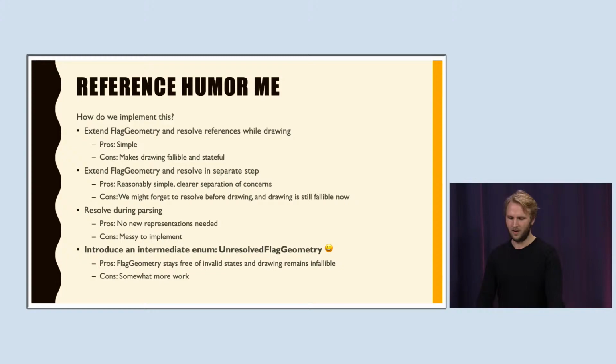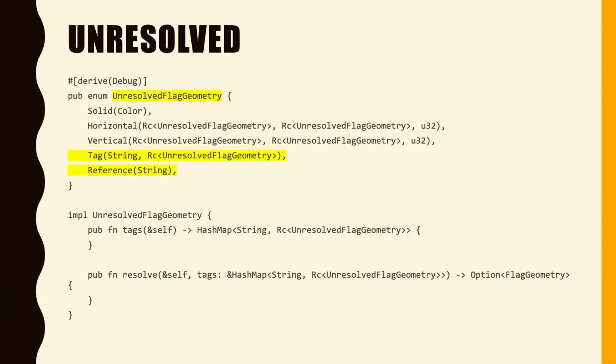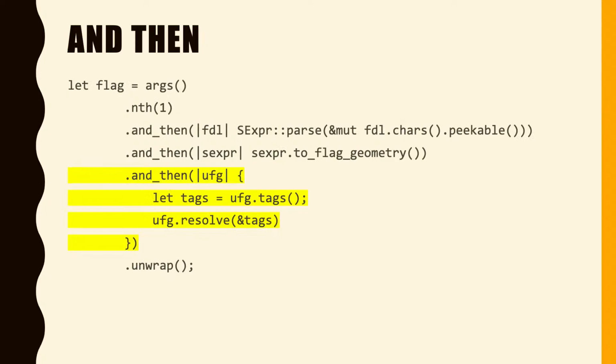In the end, we always want to strive to make invalid states unrepresentable, especially in the critical phase of the program. Remember, kids, fail early, fail fast. So our original flag geometry enum remains unchanged. We introduced this new enum, which has a tag and reference variant, and also the methods needed to perform the transformation. And then we just need to add another step to our parser chain, and it all neatly comes together.